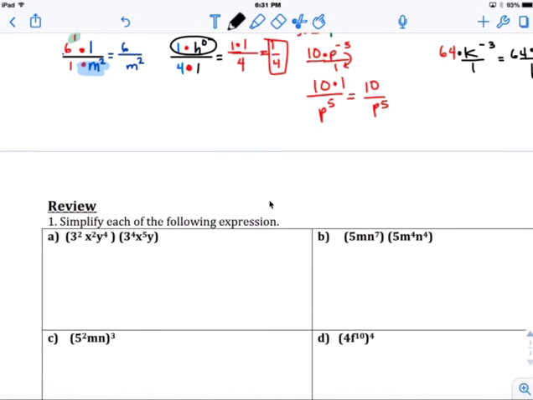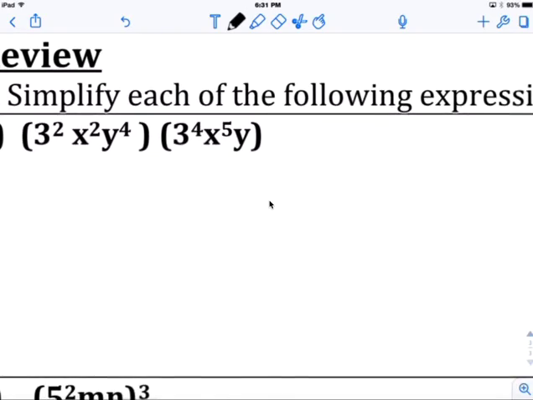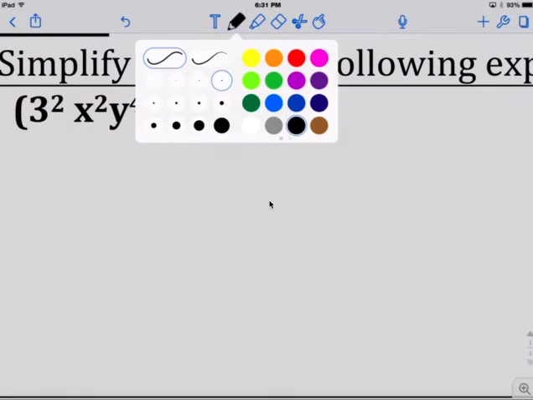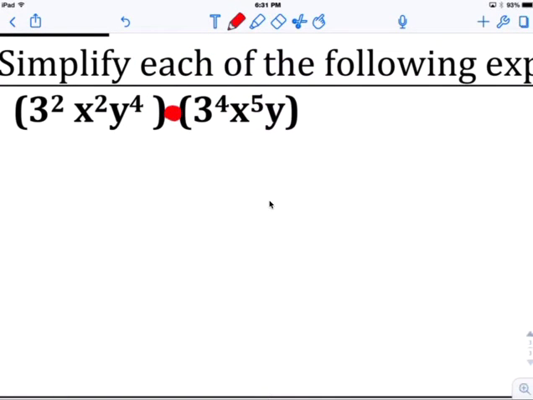Okay, let's review this. Now you guys get confused with all the rules. Just use the rules that you've learned. This is multiplication. There's nothing to do inside first. There's no exponent outside, so we don't distribute. So we can add stuff with the same base.